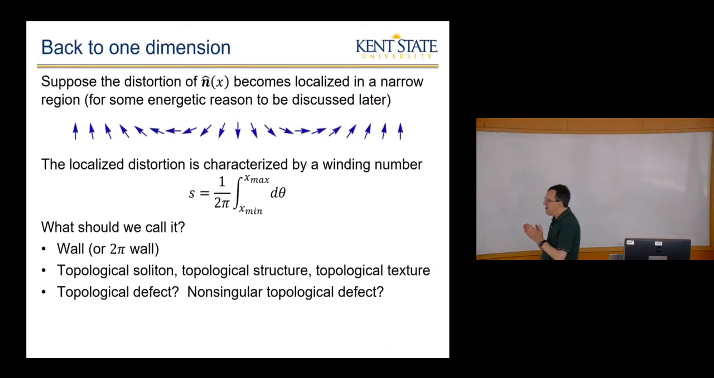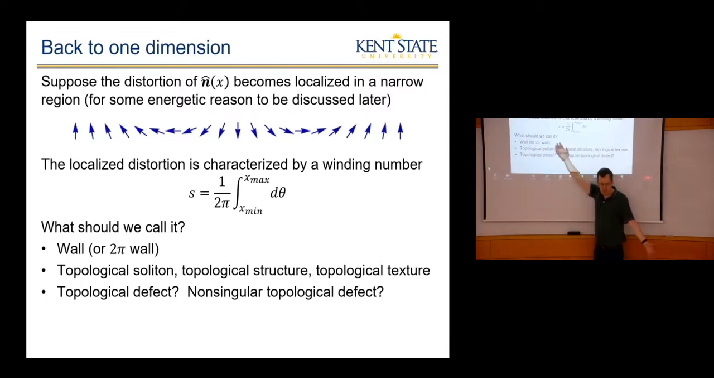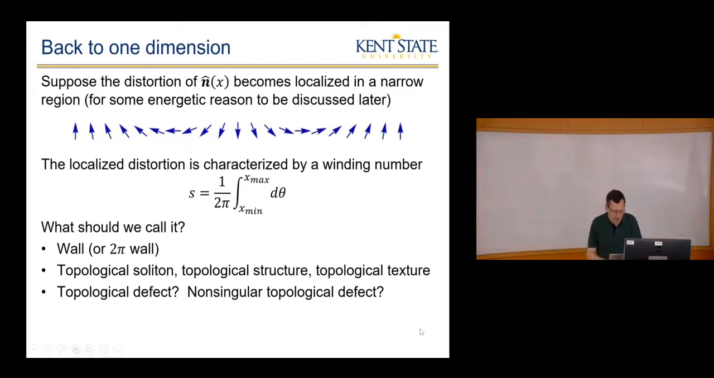Okay, back to one dimension, because I'm not done with this tutorial yet. So here is an example with a winding number going from the left to right of plus one, okay? And in this picture, the distortion is really spread out, right? As you go from all the way on the left to all the way on the right, you have this gradual distortion. Doesn't have to be spread out, okay?